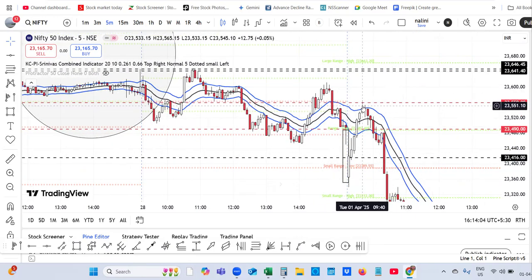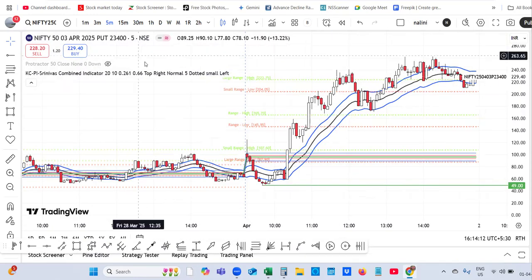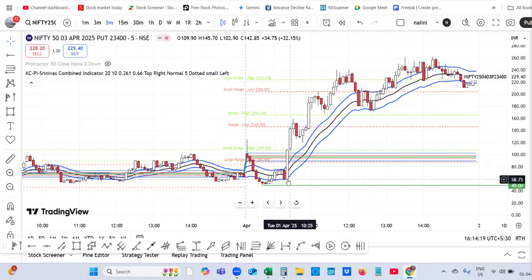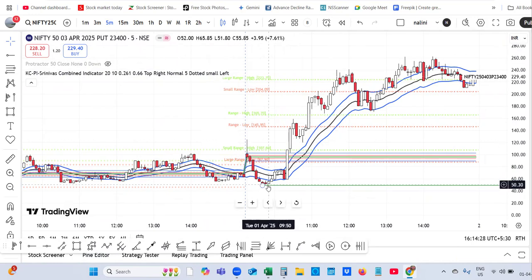So it started getting resistance around the 26.61 resistance level, and the market tried to come down. Let me take it to you to the put. I asked you to look at the put option and call option. So I'm putting the 23,400 put option. It came down from 126 to 50. That's what happens. The market makers will make you go in the wrong direction.